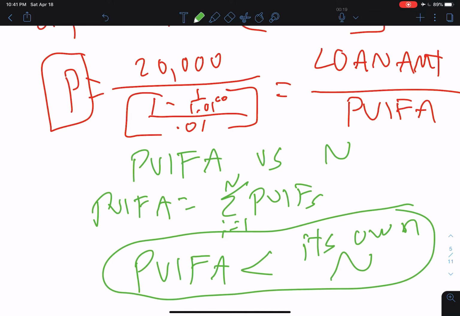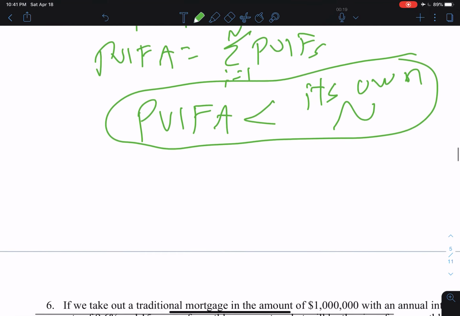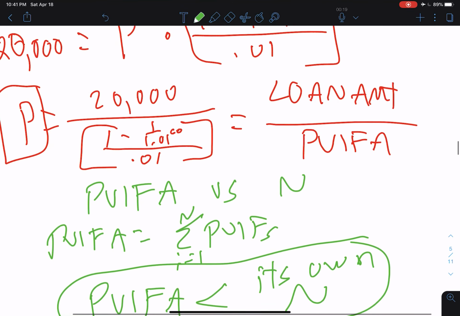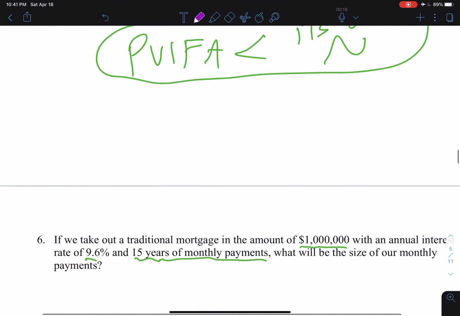Okay, so that's number 5. That was relatively easy. Let's go on to problem number 6. Very similar. If we take out a traditional mortgage in the amount of $1 million with an annual interest rate of 9.6% and 15 years of monthly payments, what will be the size of our monthly payments? Well, that's easy. It's the same problem again, just couched in terms of a mortgage.